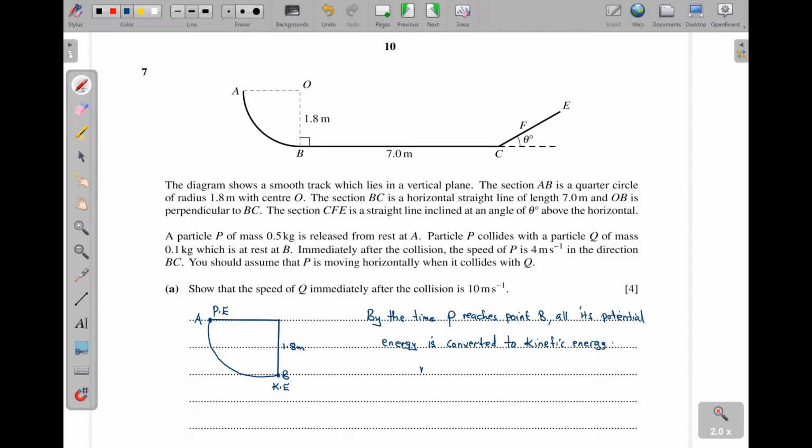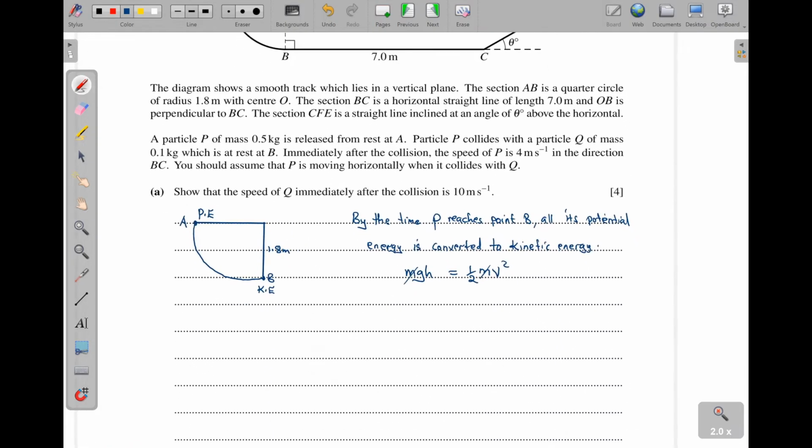Now, what is potential energy? It is mgh. Then kinetic energy is a half mv squared. You can see that m disappears. Then we have g is 10, the height is 1.8, equals a half v squared. That means v squared is 18 times 2, that is 36. So the root of 36 gives us 6 meters per second. This is the velocity with which P hits Q at B.